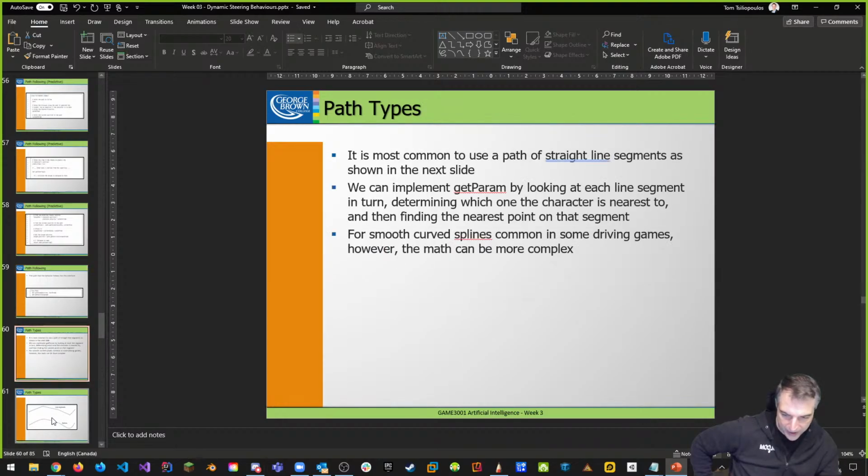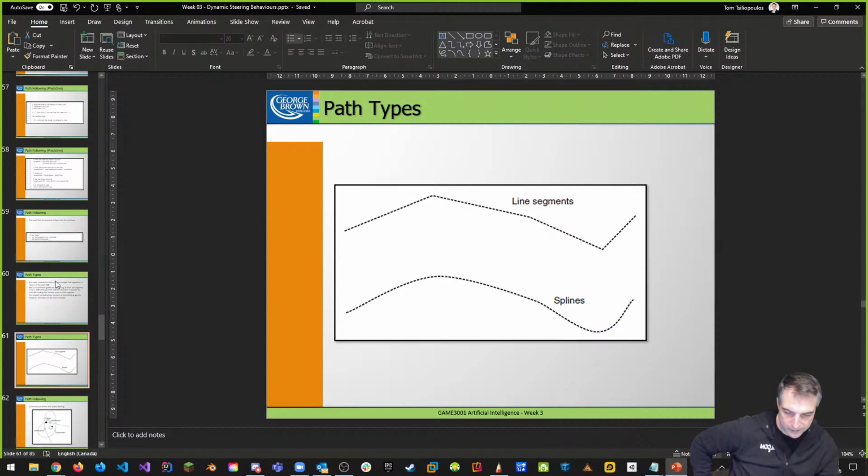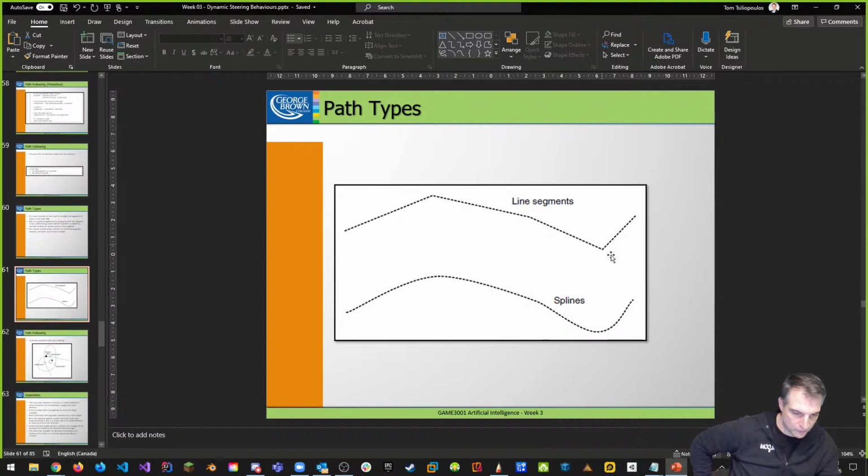There are different path types that we can define. You can certainly define straight lines, so you can follow straight lines, or splines. And depending on which one you follow, obviously it's going to have a different look and feel. Line segments over splines, line segments obviously are much easier for us to create. Splines are more interesting to look at, though. Anything more curved is nicer on the eyes in terms of its motion as well as the output.